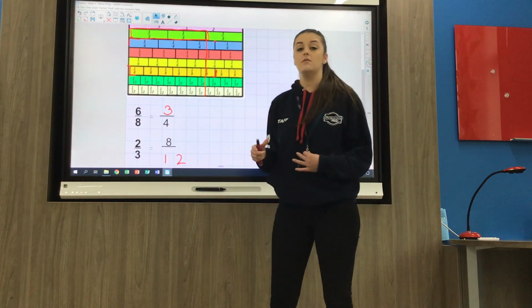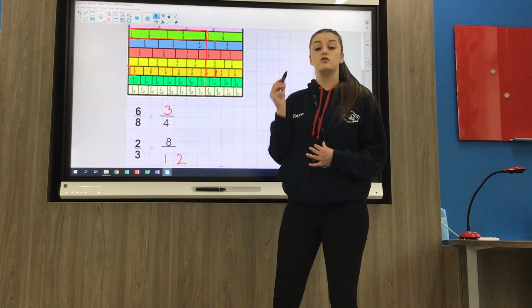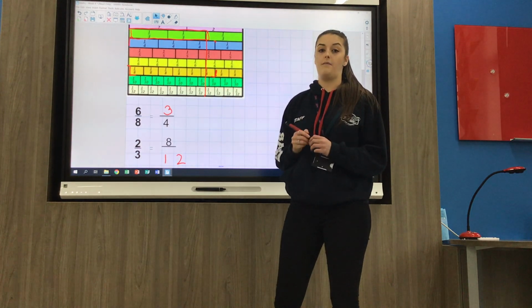So take your time, look at the fraction wall and draw on it if it will help you in a different colour pen. Good luck.